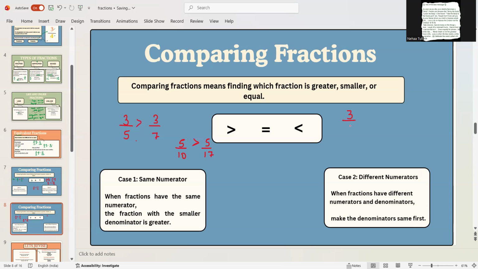Like 3 upon 7 and 5 upon 14. So what we do? We just make the denominator same by multiplying 2 in the numerator and denominator of the first fraction. Because when we multiply 7 with 2, we will get 14. So we don't need any multiplication in the second fraction. So 3 2s are 6 and 7 2s are 14. Again we have a number 5 upon 14. So which one is bigger? The number with the bigger numerator. I hope you understand it.